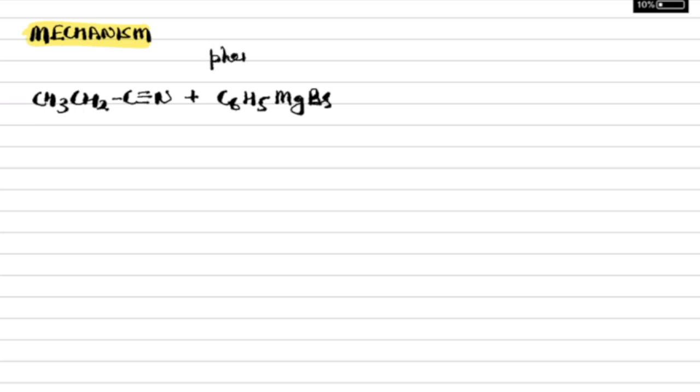Okay, so let's understand in slow motion what is happening. So here is our substrate CH3, CH2, carbon triple bond N, and we have this phenyl group attached with magnesium bromide, which is our reagent here. And what will be the name of it? It will be phenyl magnesium bromide. Okay, so the name, let me write it here. It is phenyl magnesium bromide.